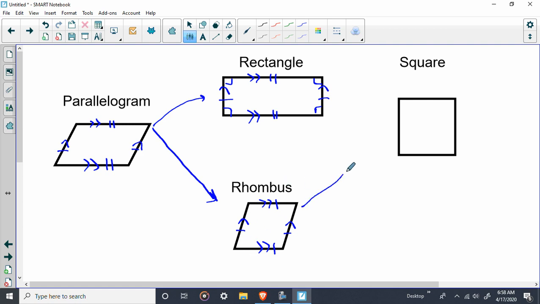All right, and we kind of bring it back together with a square. Square is the regular quadrilateral choice. Everything that's true about all of these things is true for a square. So is it a parallelogram? Yes.